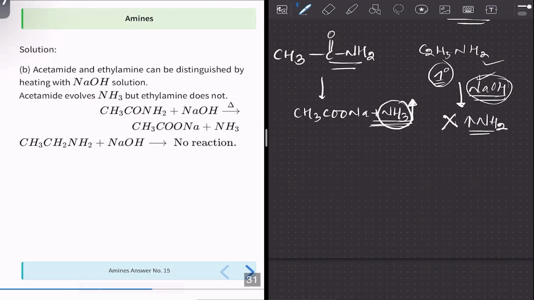Acetamide and ethylamine can be distinguished by heating with NaOH solution because acetamide evolves NH3 but ethylamine doesn't. Acetamide will liberate NH3, which will be seen as bubbling. So CH3CONH2 plus NaOH, when we heat the reactants, will produce CH3COONa, that is sodium acetate, plus ammonia gas. But ethylamine won't undergo that reaction.